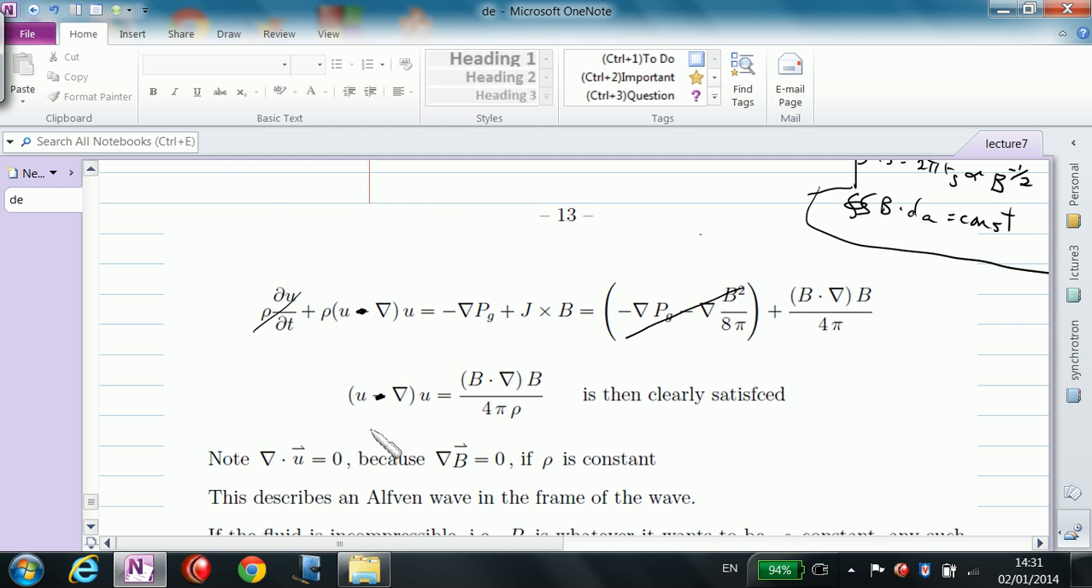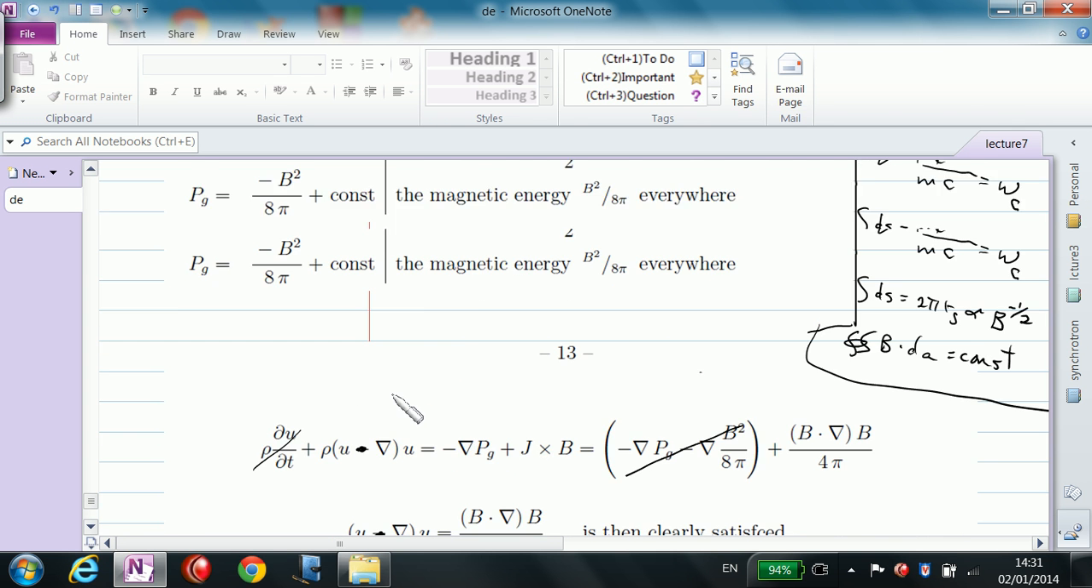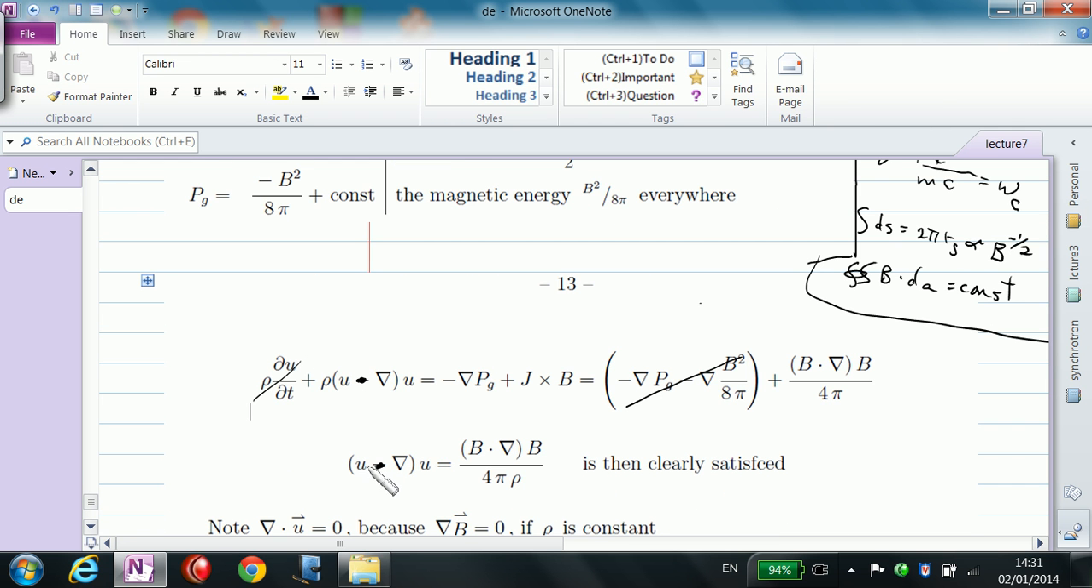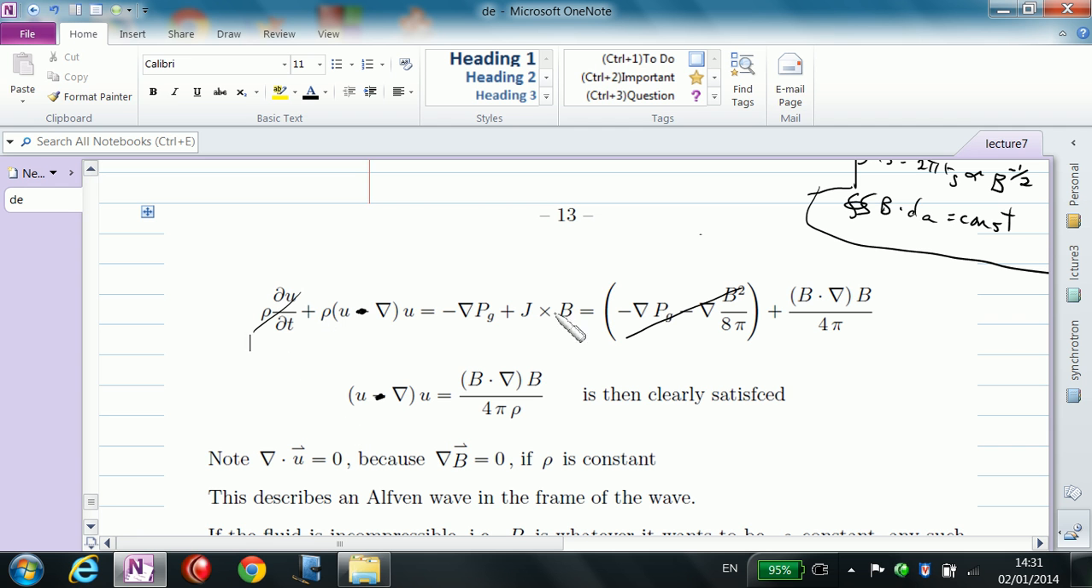And since we picked u to be proportional to b, modulo this square root of 4 pi rho, then obviously u dot grad u is equal to b dot grad b over 4 pi rho. So this is clearly a solution of this equation. And because u is equal to b, the divergence of u has to equal the divergence of b.